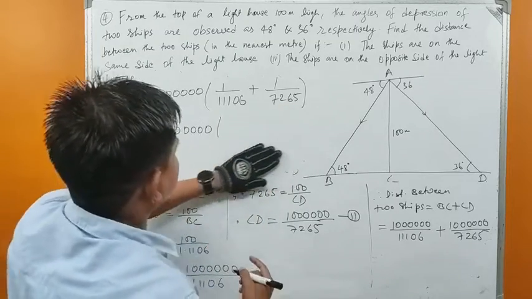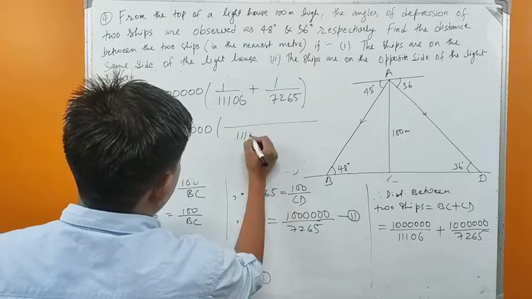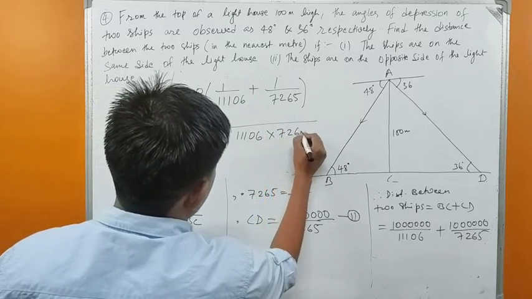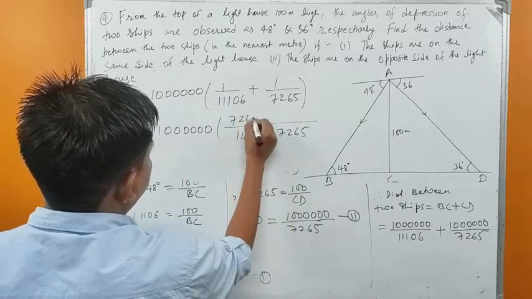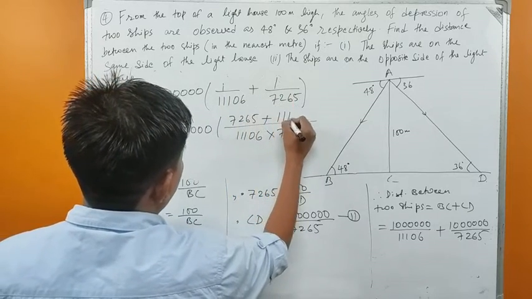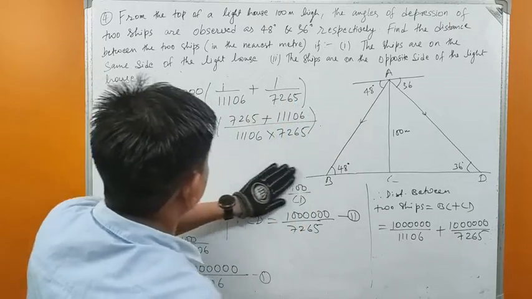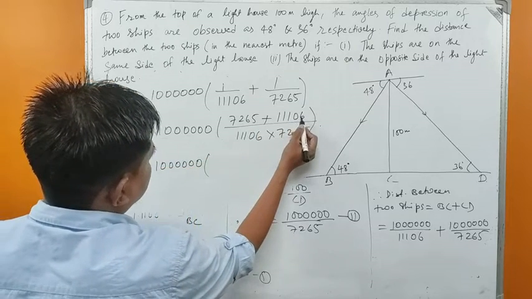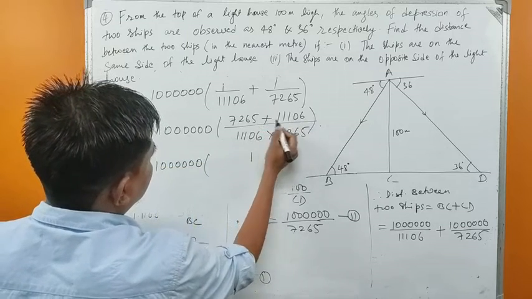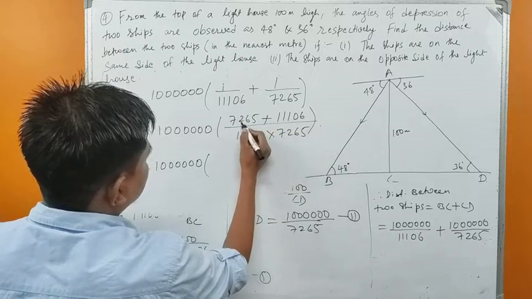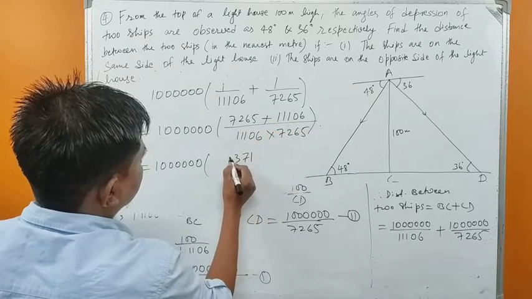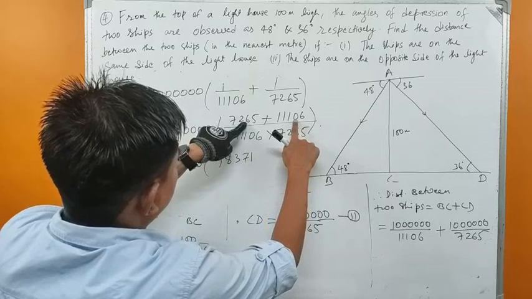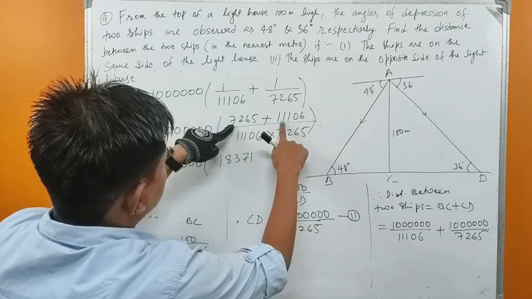The LCM is 11106 into 7265. Now we multiply: 7265 plus 11106, so we add up the numbers. 6 plus 5 is 11, 0 plus 6 is 6, 7, 1 plus 2 is 3, 1 plus 7 is 8, and this 1, giving 18371.